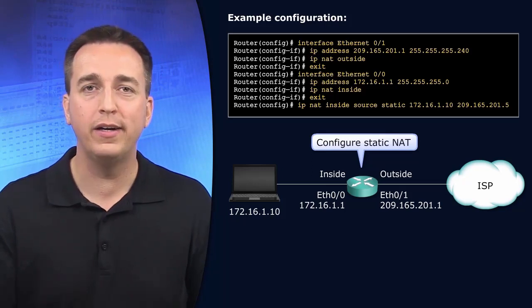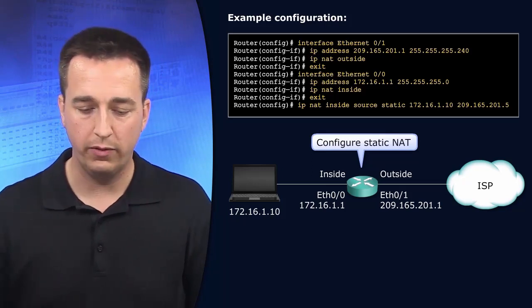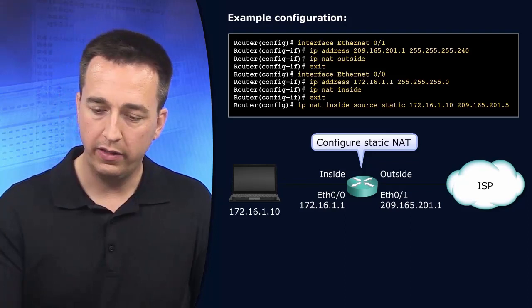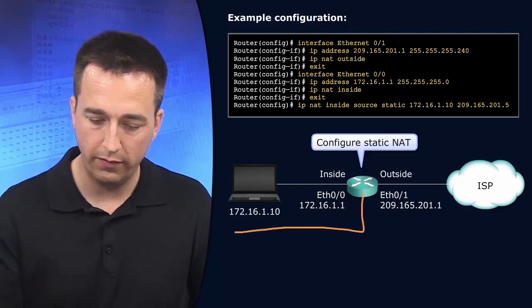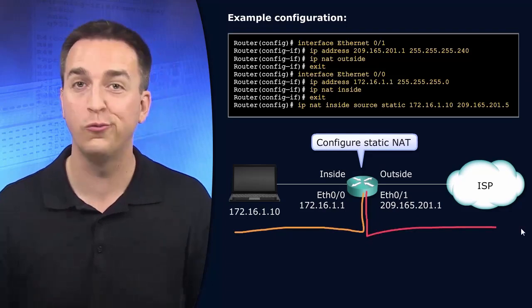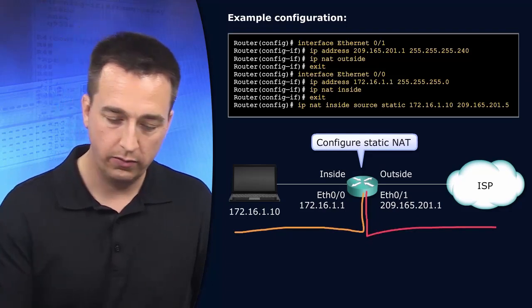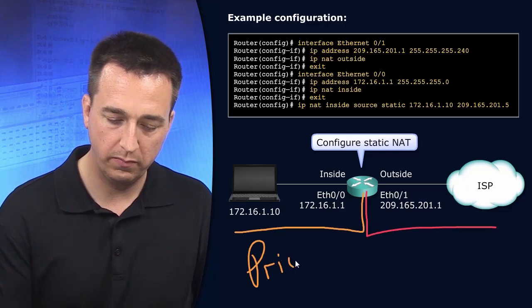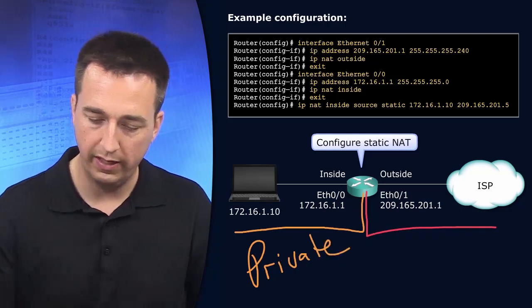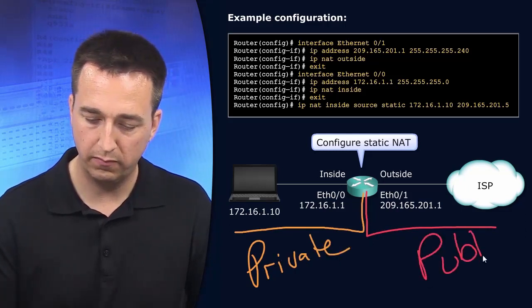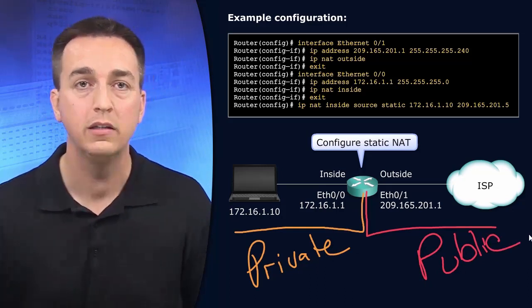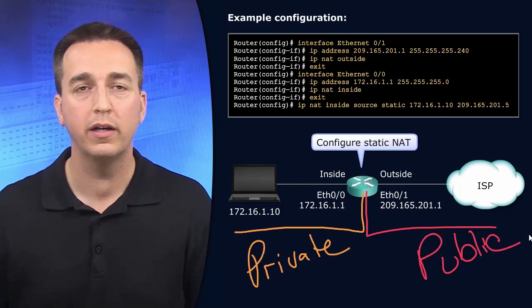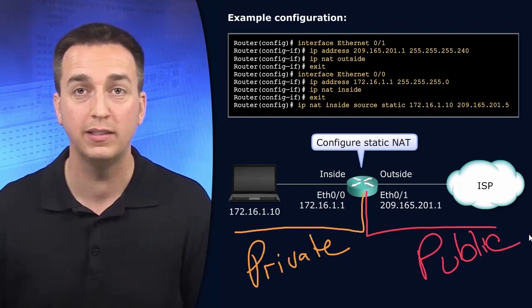Where's the inside of our network? Where's the outside of our network? Let's identify those first. The inside of our network is this portion right here. The outside of our network is this portion right here. And in this case, we're looking at private addresses and public addresses. So the private IP address space is the 172.16.1.0 network as an example, and our public address space is the internet.